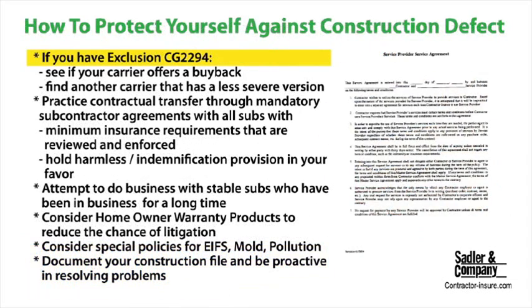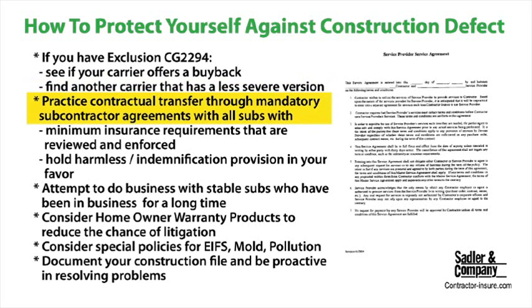Here are some strategies for protecting yourself against construction defect litigation. First, find out if you have Exclusion CG 2294 on your policy. If you do, inquire about purchasing a buyback or ask to get a quote from another carrier that has a less restrictive version that provides coverage for resulting damage to non-faulty work. Second, practice contractual transfer through the use of a very good subcontractor agreement. We can provide an excellent form for you to use.